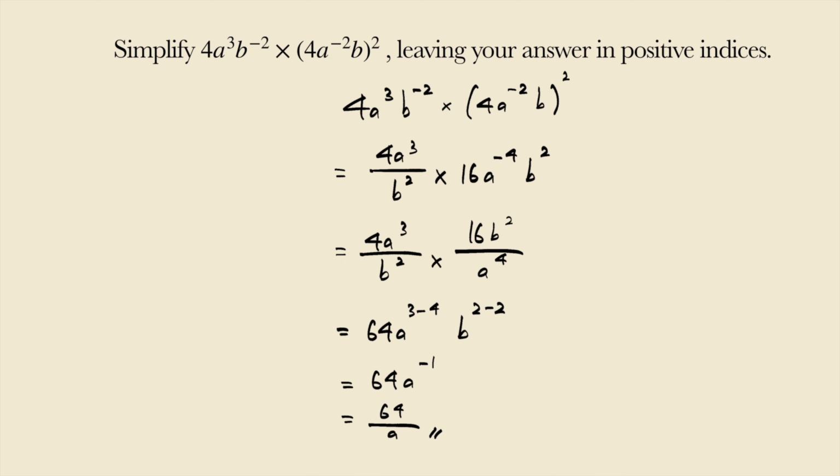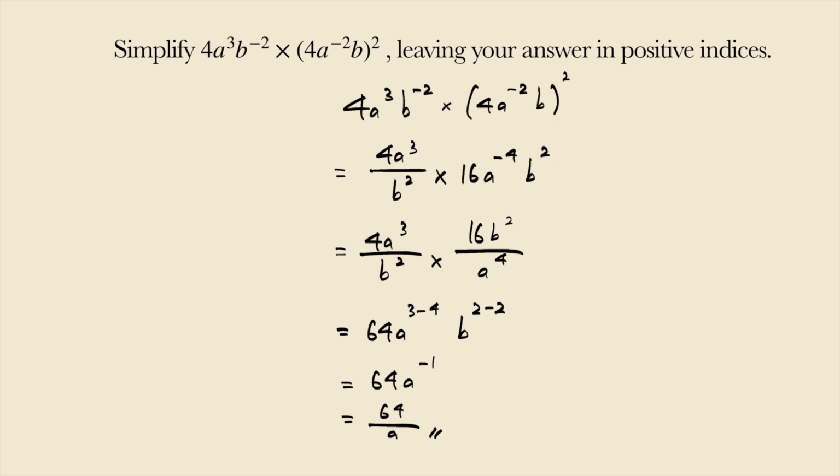So a few ways to do this. I chose to write b power -2 as b squared, down there in the denominator. Next, this square applies to 4, 16. This square applies to a power -2, that's -4. B now becomes b squared. And of course, I do not want this ugly a to the power -4 here. I write a to the power 4 below.